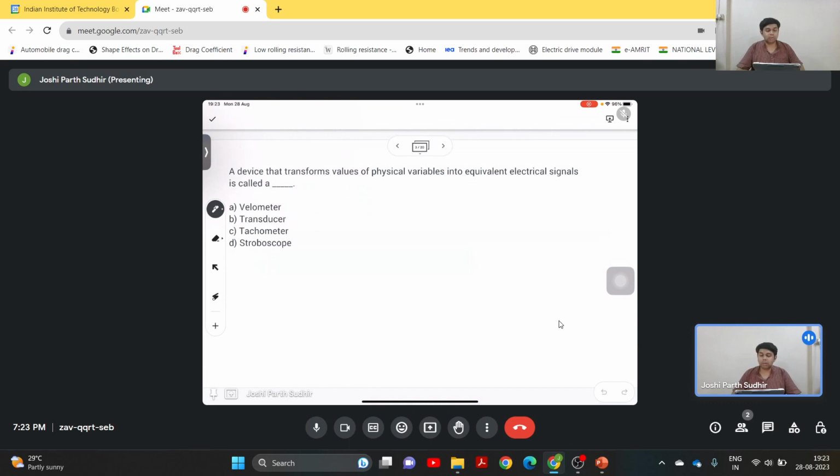The next question is about a device that transforms the values of physical variables into equivalent electrical signals. Such a device, which transforms the value of physical variables into electrical signals, we discussed, is called a transducer. For example, we have strain gauges. A strain gauge is an example where the resistance of the strain gauge changes with the deformation.